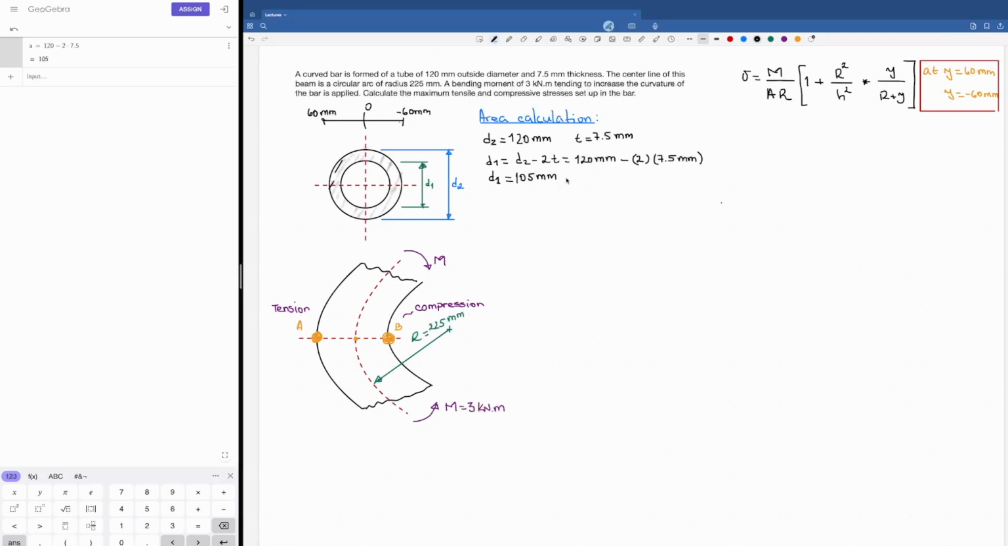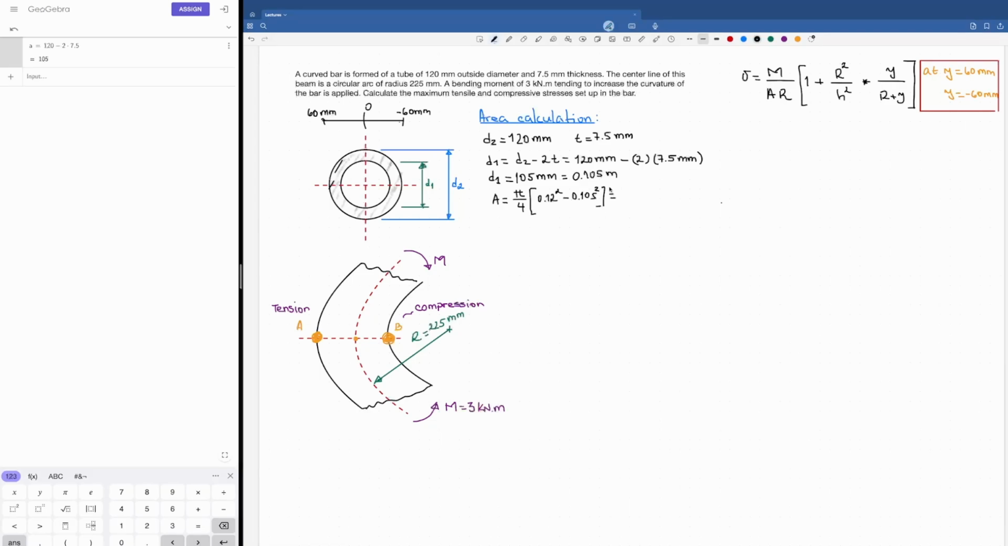But as stated in the formula, and I want to keep consistency with the values we're going to get, I'm going to write that it's equal to 0.105 meters. So we're going to start working in meters. Hence, the area of this ring is very well known, and it's going to be what? It's going to be pi divided by 4 times the subtraction of the squares of both diameters. That is 0.12 meters, the outer diameter, minus 0.105 squared, the inner diameter.